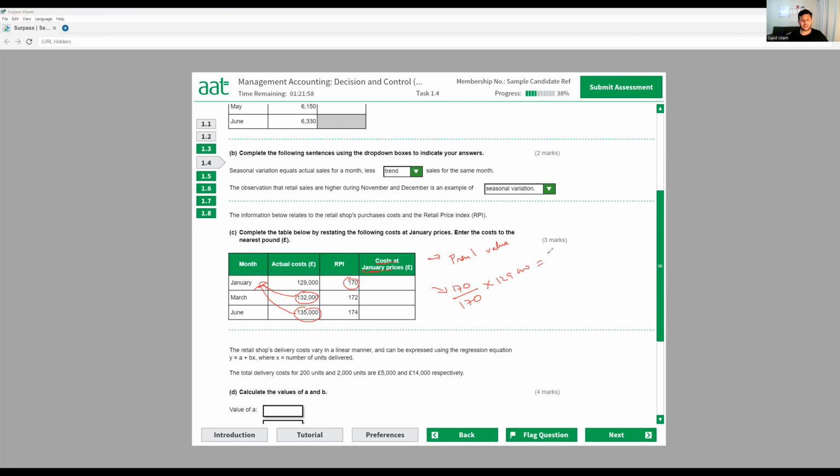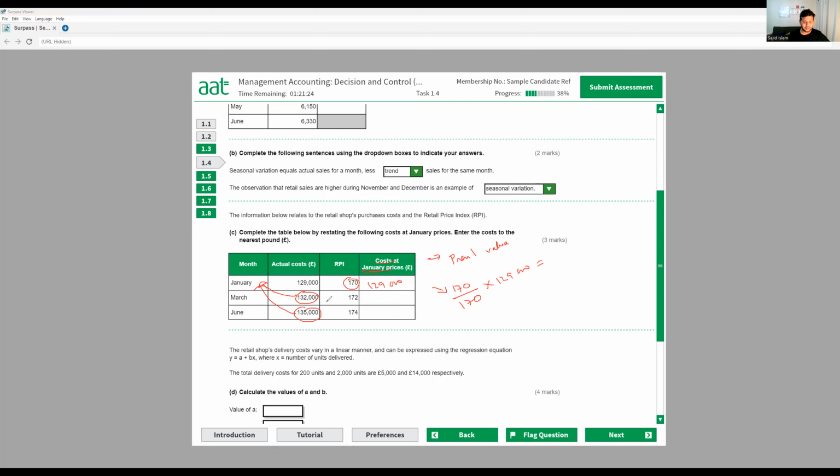For the month of January, it will be the same. So the value of the cost of January will be the same. For example, if I ask how much will be the value of £100 today, the value of the £100 today is £100. But if I ask how much will be the value of this £100 after 1 year, then it will be less than £100. But with the same month, the same period, it is the same. So this is 129,000. There is no change for that.